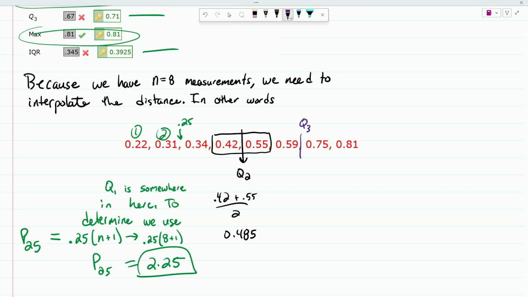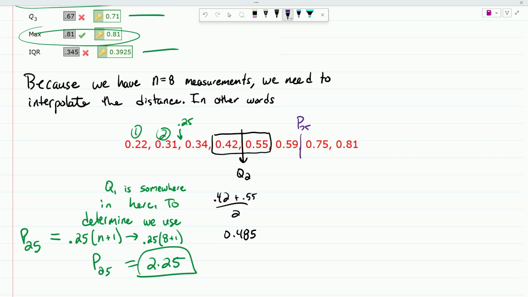Q3 is, or I'm sorry, Q3. How about the 75th percentile? We'll keep everything consistent here. The 75th percentile is somewhere in between 0.59 and 0.75, right? But it's not perfectly in between, all right? And that's the assumption that some people make.